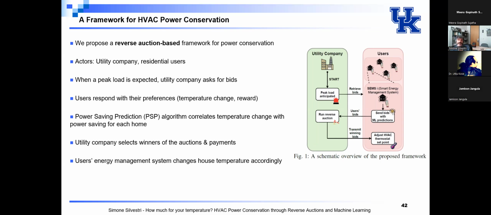And so this is sent back to the utility company, which decides who the winners of the auction are, and then communicates this to the users, who actually reduce their energy consumption. The users here are not really involved explicitly. What we envision is that we have an energy management system in the house that provides the bidding according to a predefined profile, and at the same time adjusts the temperature if the user wins the auction.